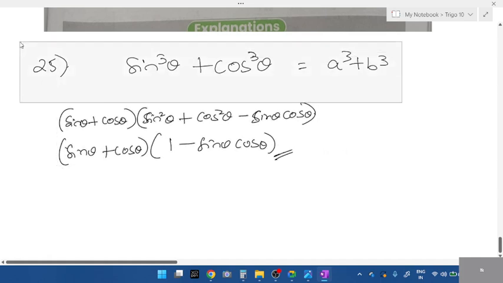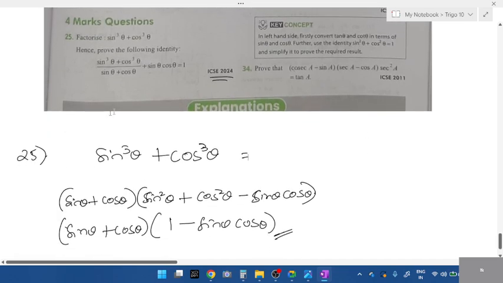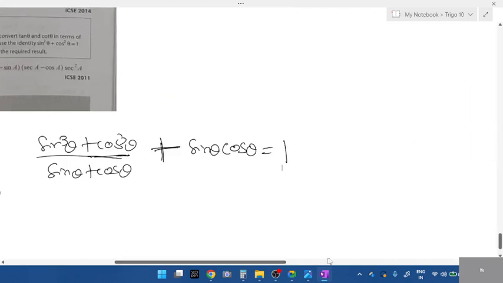Okay. Once after factorizing, second part of the question. Now look at second part. You don't have to write this. Second part is they've given us another question here. I'll write it. Sine cube theta plus cos cube theta divided by sine theta plus cos theta plus sine theta. There are two separate questions, students. Two terms. Left hand side one plus sine theta into cos theta should be equal to 1. This is what they've given us to find.